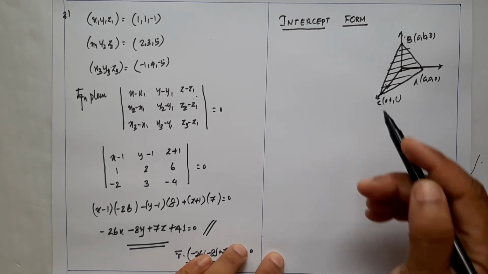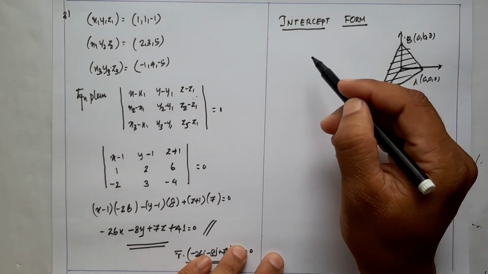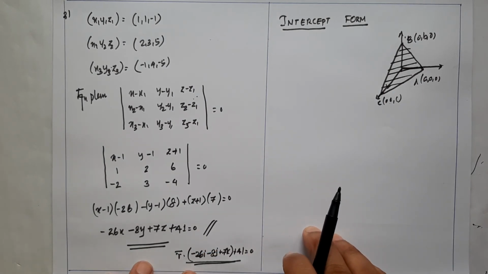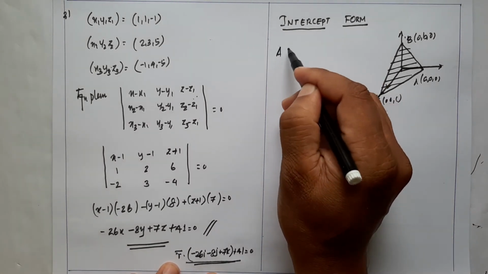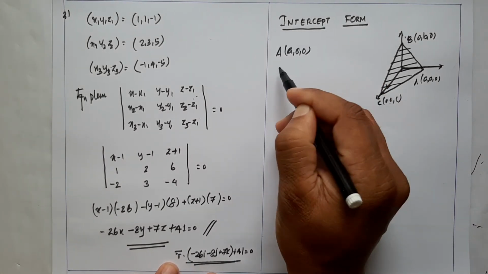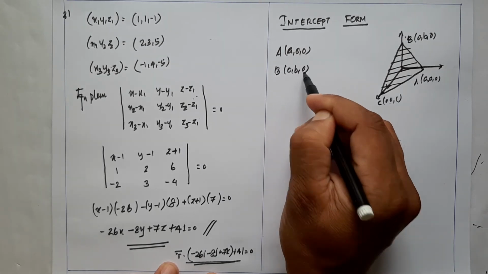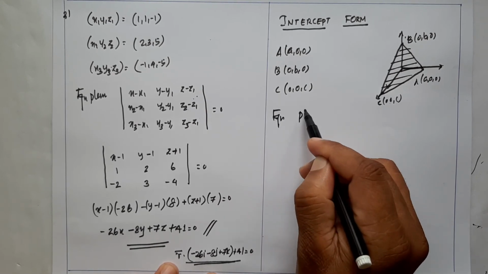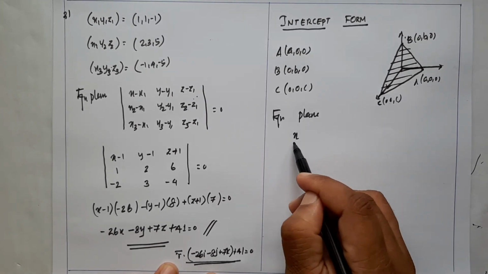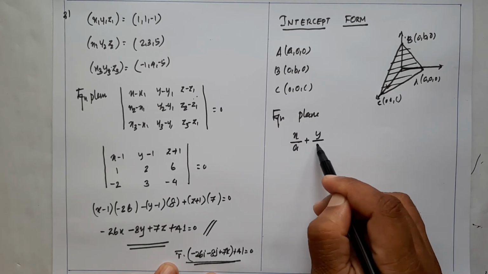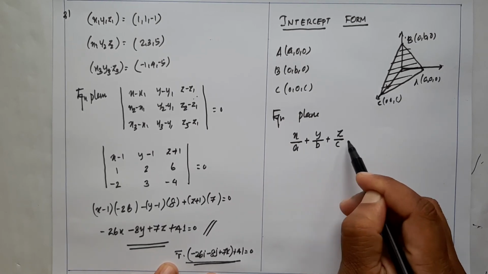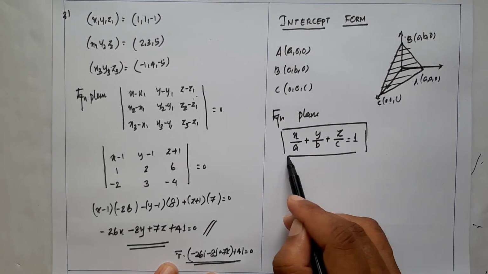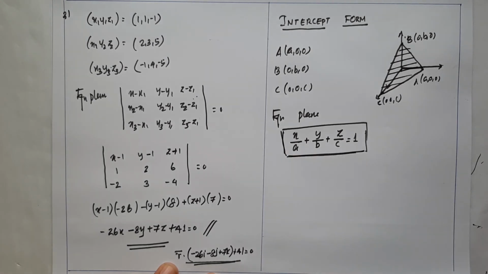Now here the equation of the plane is, we can directly write, the equation of a plane passing through three fixed points (a, 0, 0), (0, b, 0) and (0, 0, c). Then the equation of the plane, here you only need to learn one form, the Cartesian form: x by a plus y by b plus z by c equal to 1, which is the intercept form of the equation of the plane.